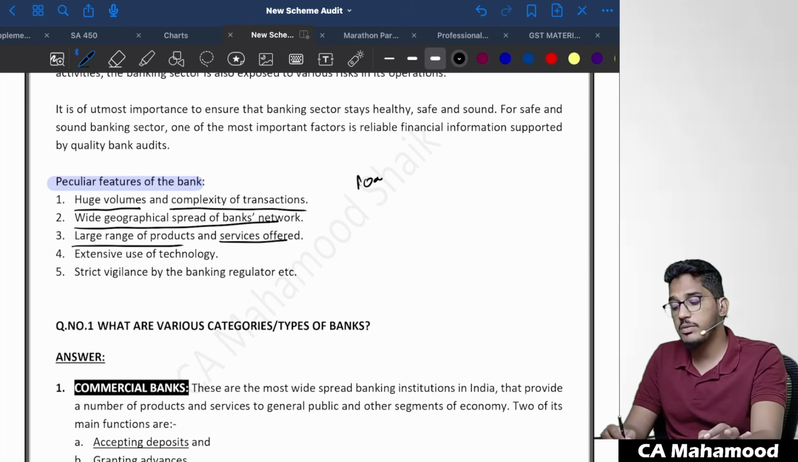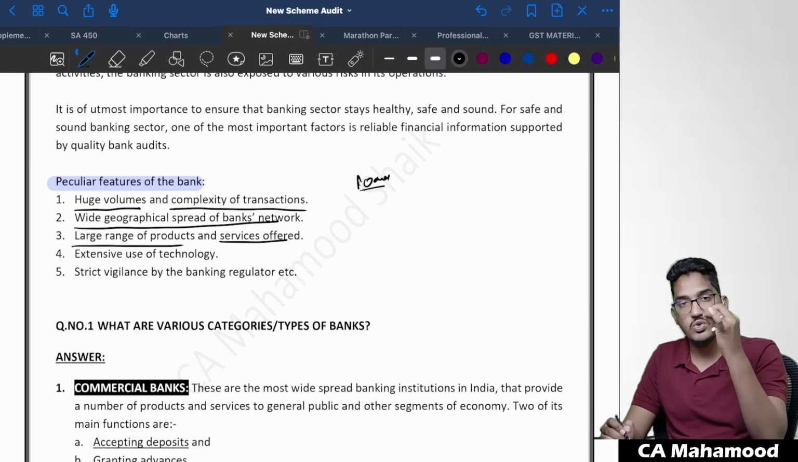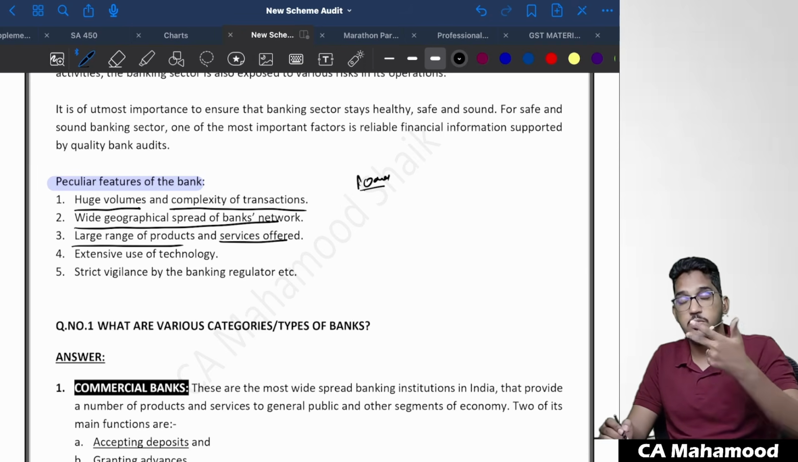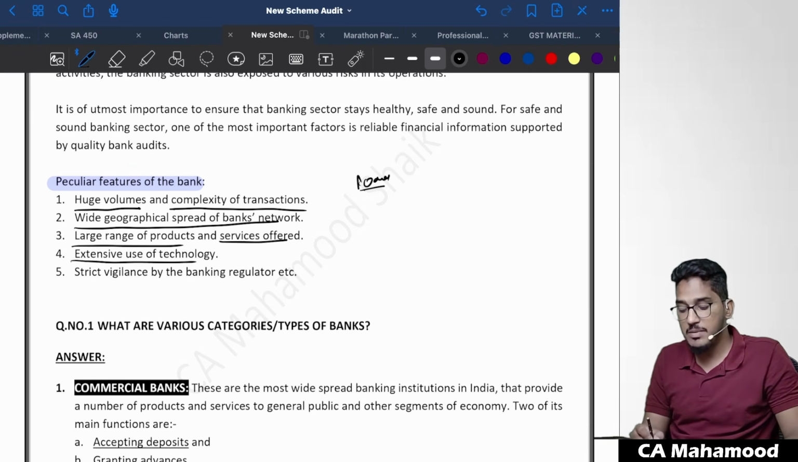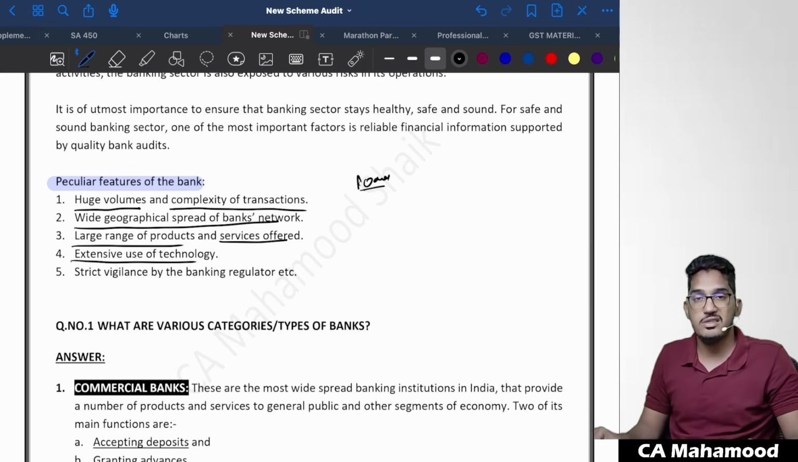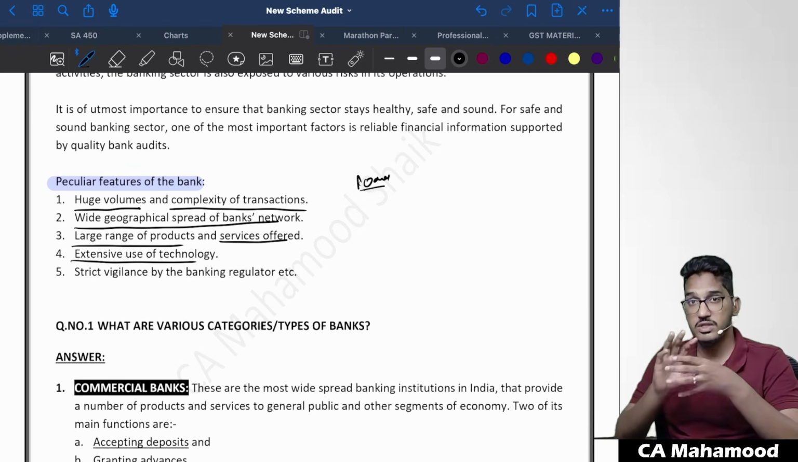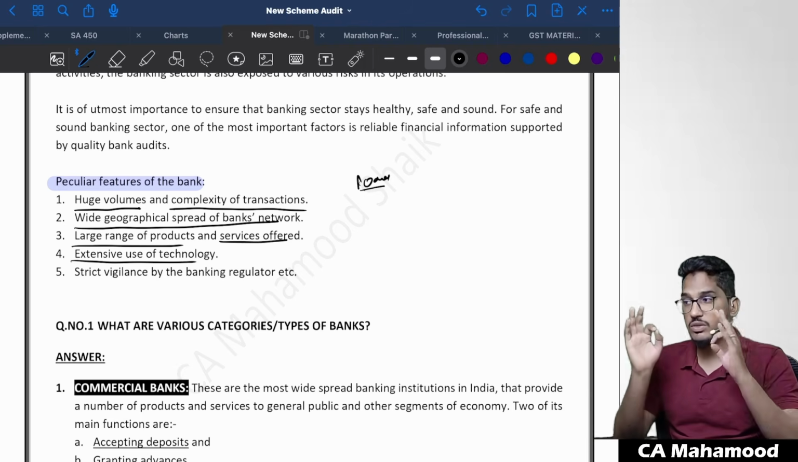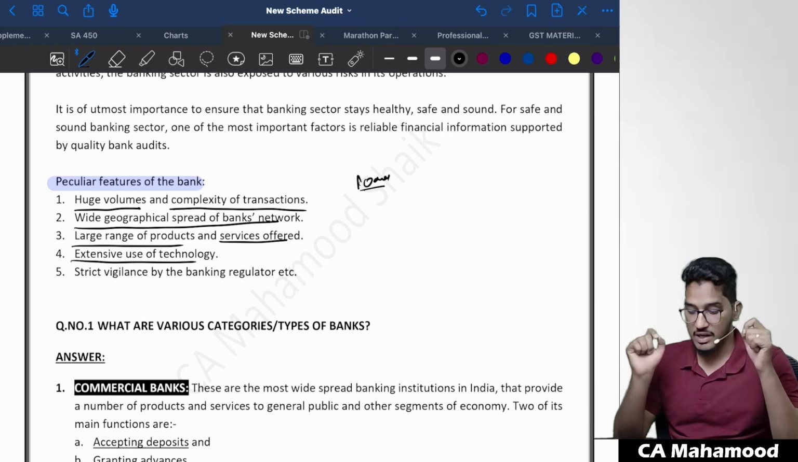In loans itself, you will be able to find different categories of loans: home loans, personal loans, educational loans, vehicle loans. So numerous products will be there. Even in the case of acceptance of deposits, term deposit, saving deposit, fixed deposit, numerous kinds of products and services will be offered. And they make extensive use of technology. Today the industry which is making the most extensive use of technology is the banking industry. We can't imagine even a single transaction without technology in today's banking environment.